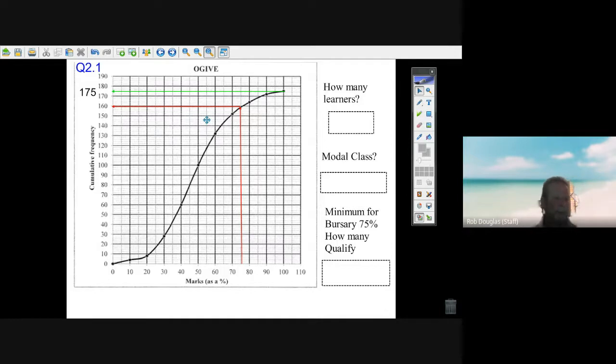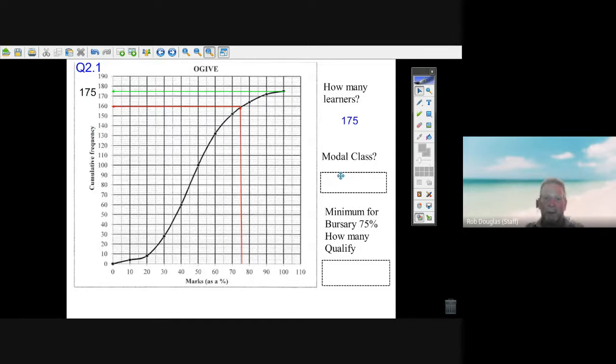I guess I should read this to take a look. Learners from various schools writing an aptitude test. They qualify for a bursary here if they get the right amount. Okay? They can get a bursary if they get the right percentage. And these are all their marks. But there's 175 learners, I can tell from this graph, because that's the top of the graph. When it says cumulative, that's what all the people add up to, 175.